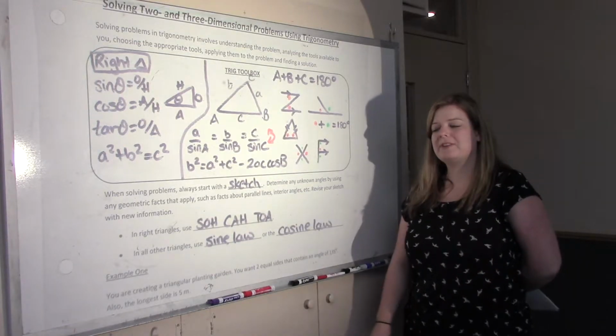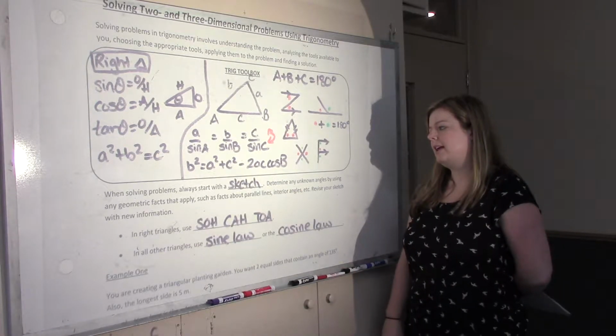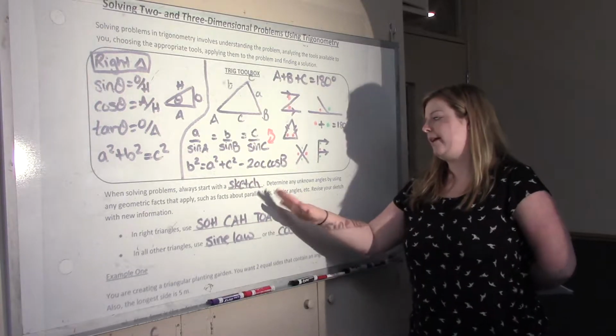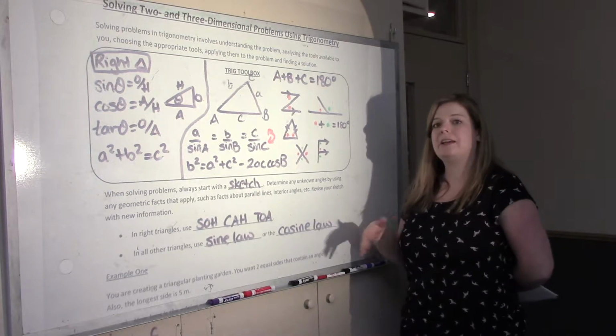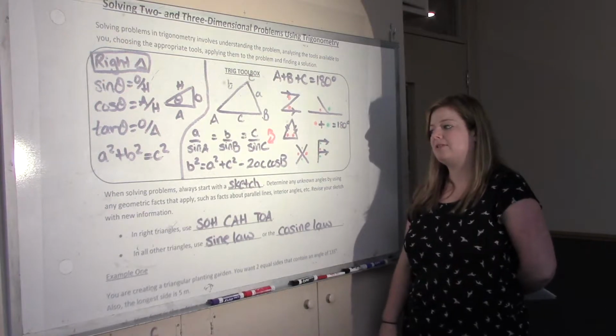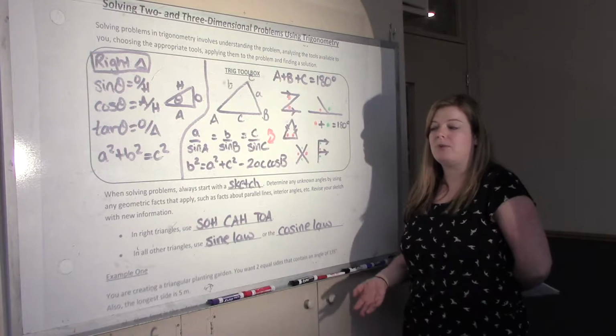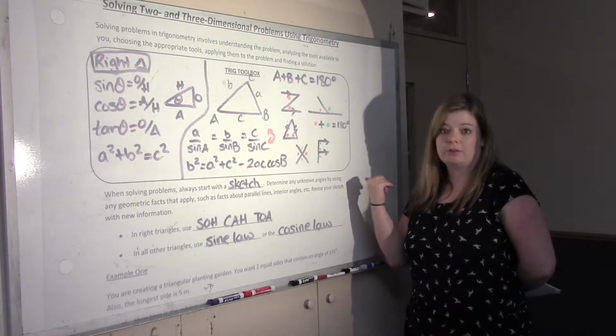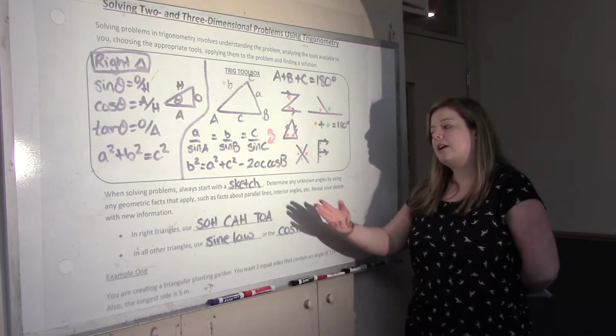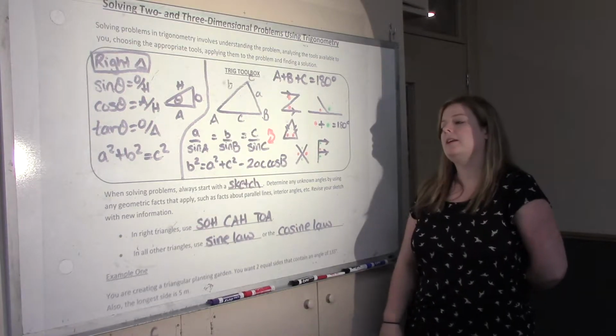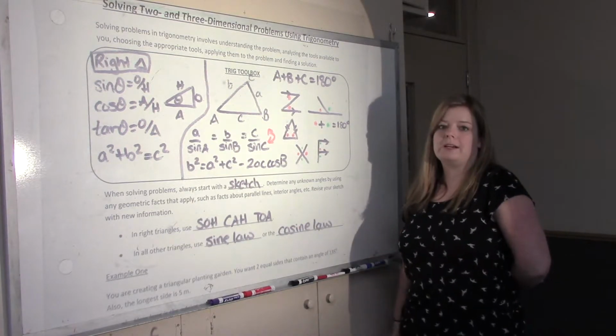You always want to start with a sketch. Always, always, always. You need to label your parallel lines, your angles, and keep revising it anytime you get a new piece of information. And that will help you see, what do I know, what can I find out using what I know from my trig toolbox. Okay, in right triangles, SOHCAHTOA is always easier, but if it's not, you can use sine or cosine law.